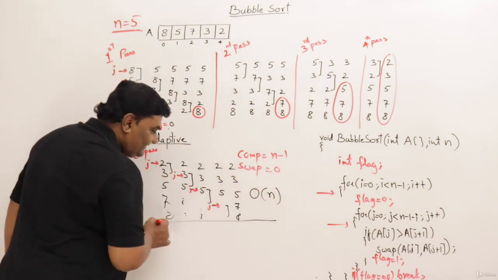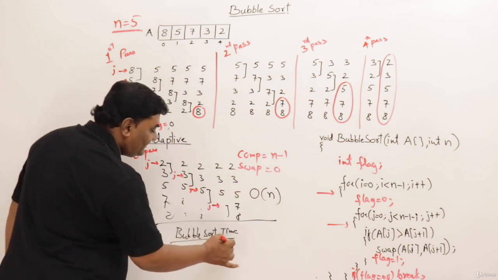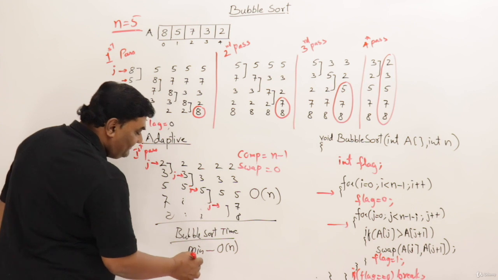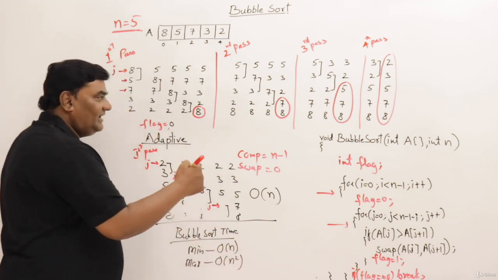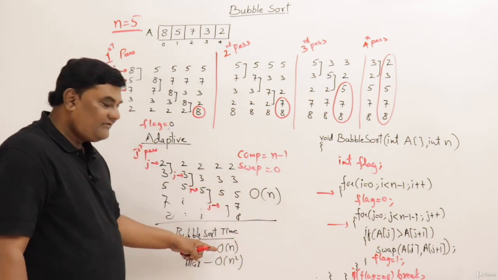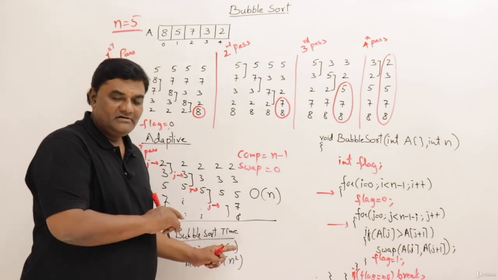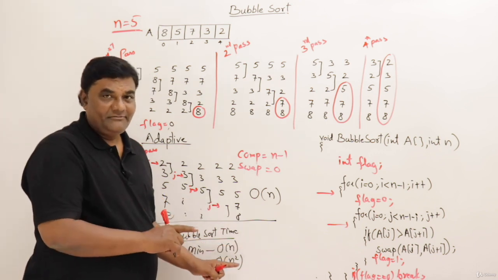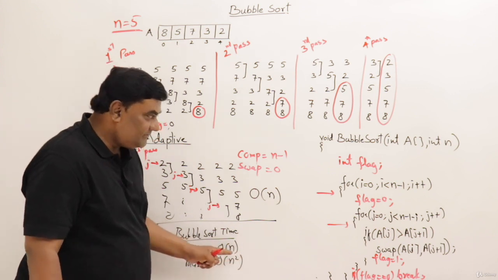So we can now say that the minimum time taken by bubble sort is order of n. Maximum time taken by bubble sort is order of n square. This n square we have already seen. Then order of n is what we are looking at now. It is taking order of n when? If the list is already sorted. So bubble sort is having minimum time also, maximum time also. So if the list is already sorted, then it is taking minimum time.